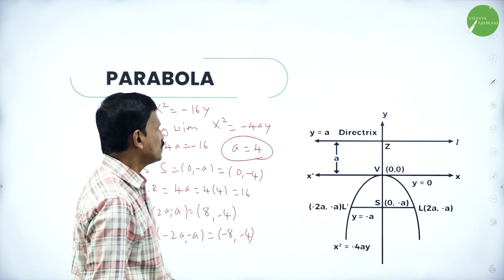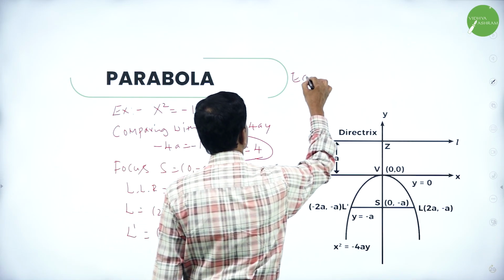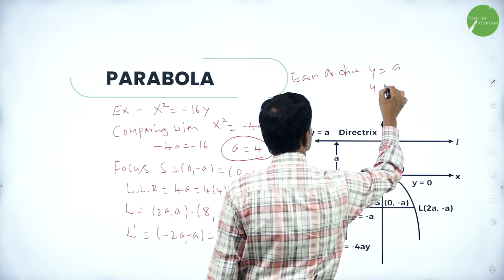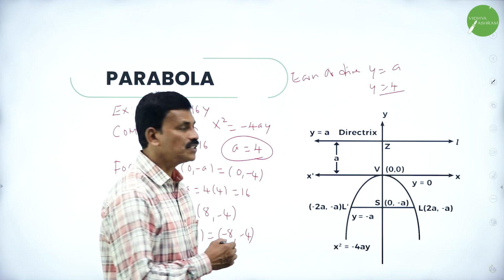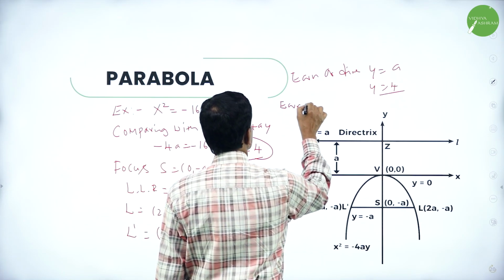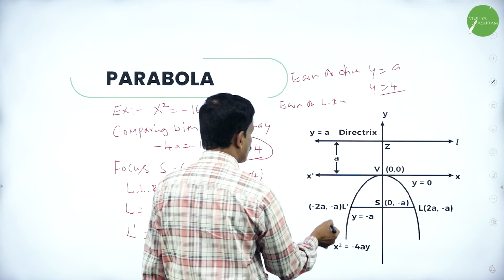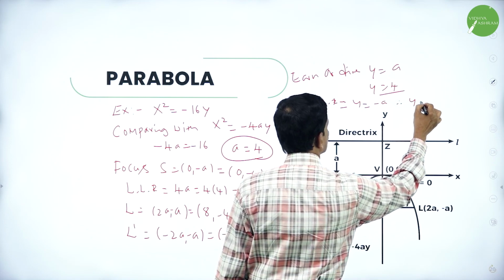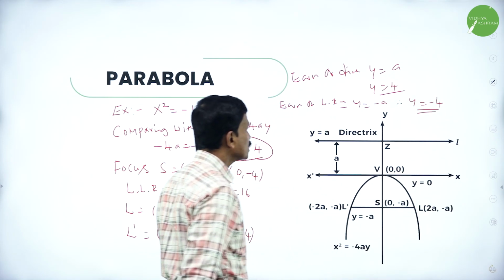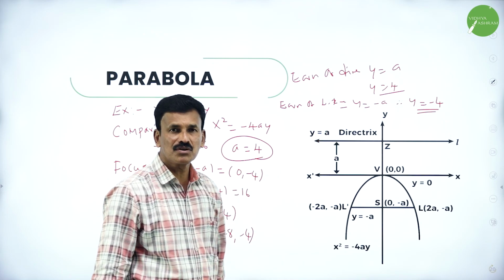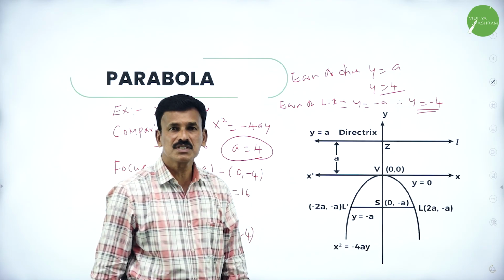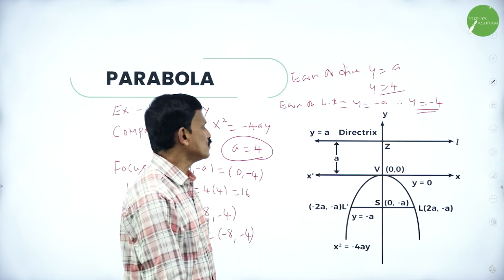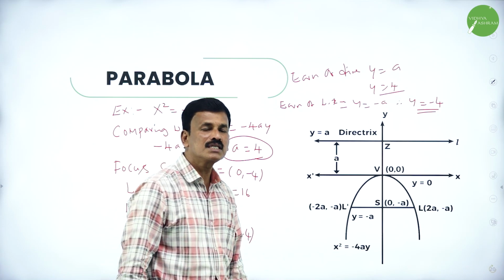The equation of the directrix is y is equal to a, that is y is equal to 4. And the equation of latus rectum is y is equal to minus a, therefore y is equal to minus 4 is the equation of latus rectum. And the curve will be the parabola which is opening downwards. So, this is how we are going to find the points for the given curve.